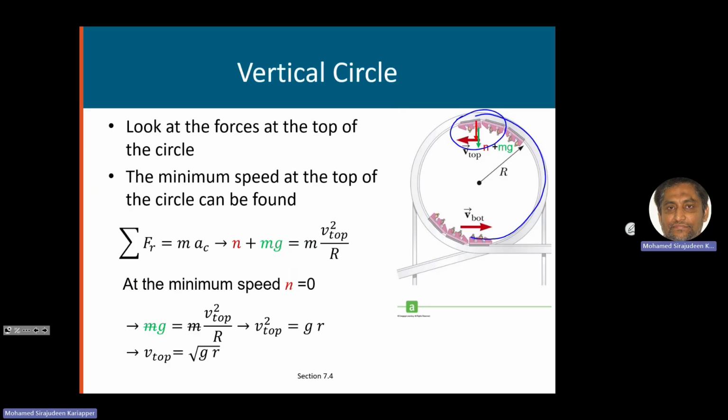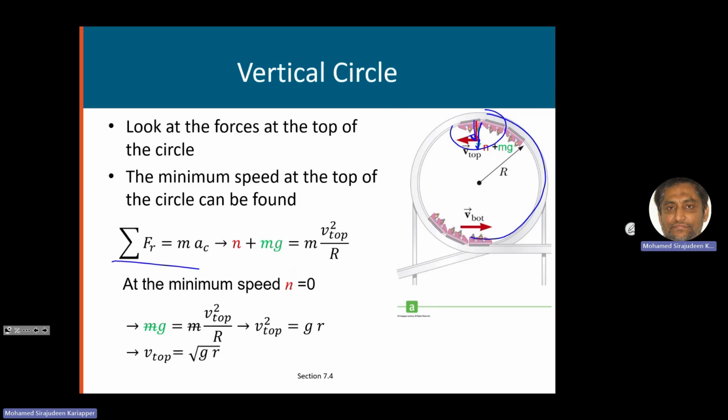So the roller coaster must be pushing on the track, right? That means the normal force will be down, because the vehicle must be touching the track and the track must be pushing the roller coaster vehicle down. So the direction of the normal force is down. You see here, the red arrow, it is down. Mg is also down. Both of them are down when it's at the top of the track.